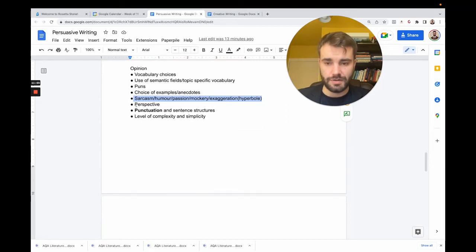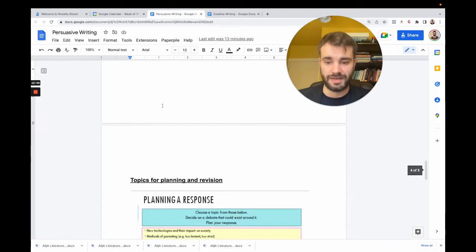And you could also use different perspectives. So you could write from the perspective of a certain person. That's called adopting a persona, when you pretend to be someone and write from their perspective.